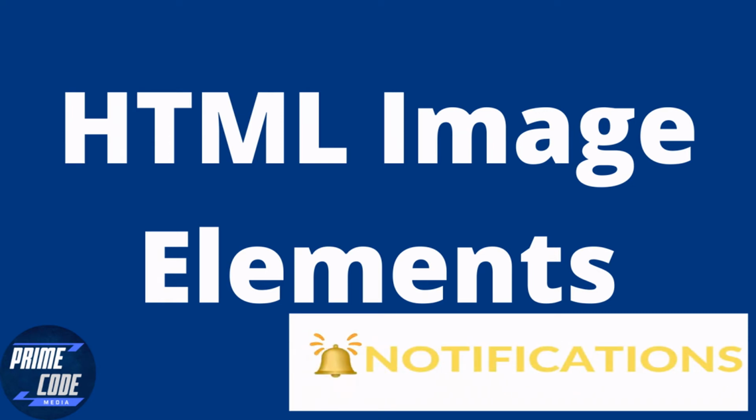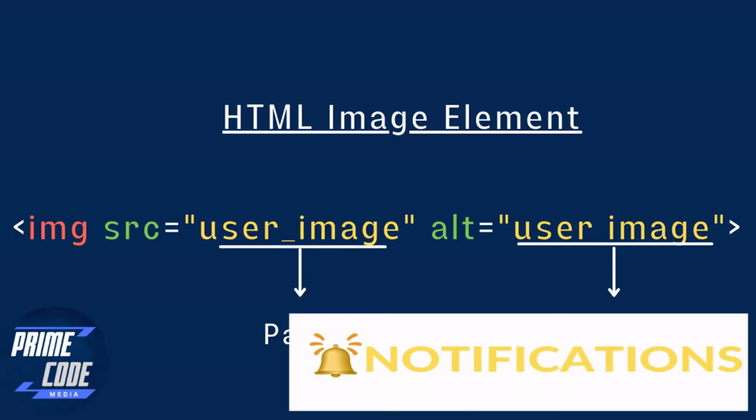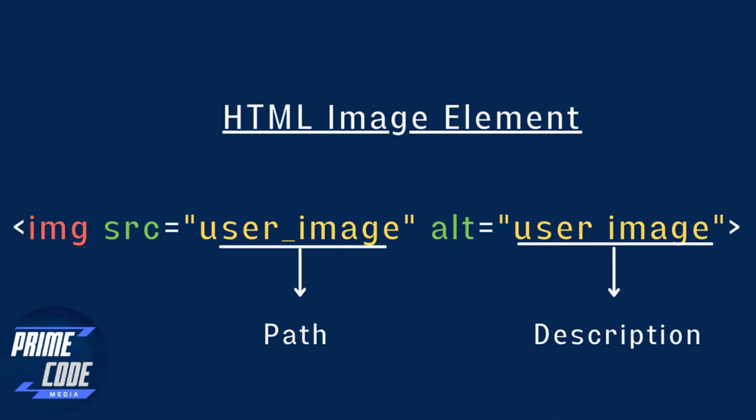To embed an image to a website, we use an HTML image element, and the image element on its own cannot add an image to a website. To do that, you need to specify the source. There are two types of sources. The first one, the source could be a URL if the image is online, or it could be that the image is stored or saved locally in the same directory as your website.